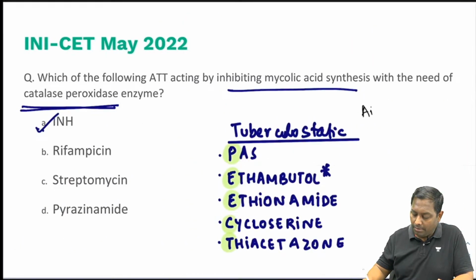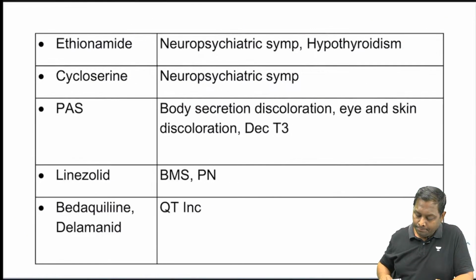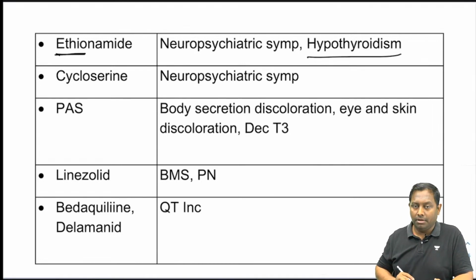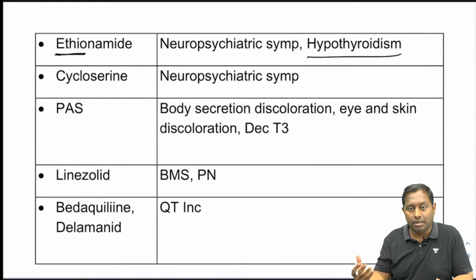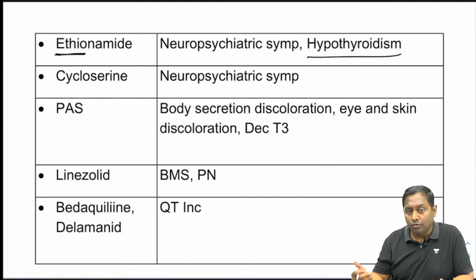This is one of the AIIMS 2020, the last AIIMS before it was merged to INICET, tuberculostatic, and answer was thiacetazone. If you are solving PYQ, you must have seen this question already. In the second line drugs, ethionamide can lead to hypothyroidism. Then next question, which other drug can cause hypothyroidism among anti-tubercular drugs? See, there are so many drugs that can cause hypothyroidism, like your drugs like amiodarone can also cause hypothyroidism, है ना? This drug ethionamide can also cause hypothyroidism.